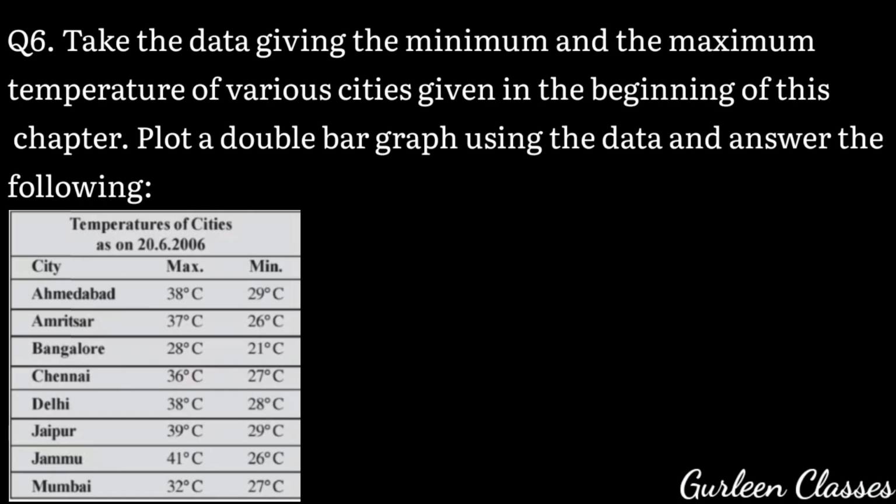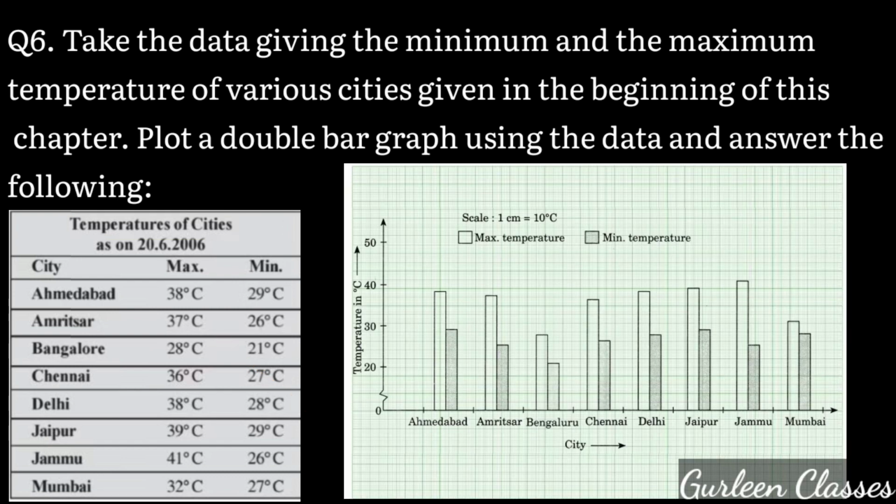Question number 6. Take the data giving the minimum and the maximum temperature of various cities given in the beginning of this chapter, table 3.1. In your Maths NCERT book, page number 57, you can see this table drawn, where the title of this double bar chart is Temperature of Cities. So here I have drawn the double bar graph in graph paper.